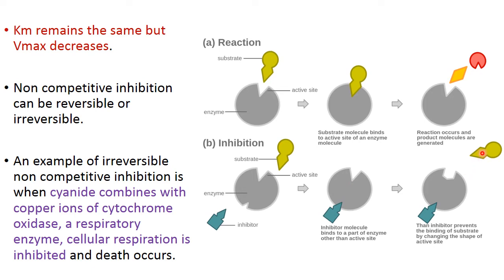So as a result, the substrate cannot bind to the enzyme. The inhibitor is going to prevent the binding of the substrate by changing the shape of the active site. Or if the substrate has already bound, it has got attached here and the inhibitor binds here, still because it is going to cause a change in the active site, it will function less efficiently.